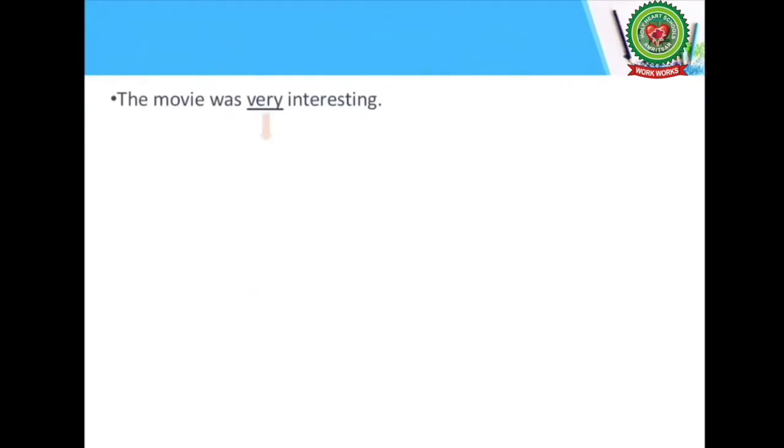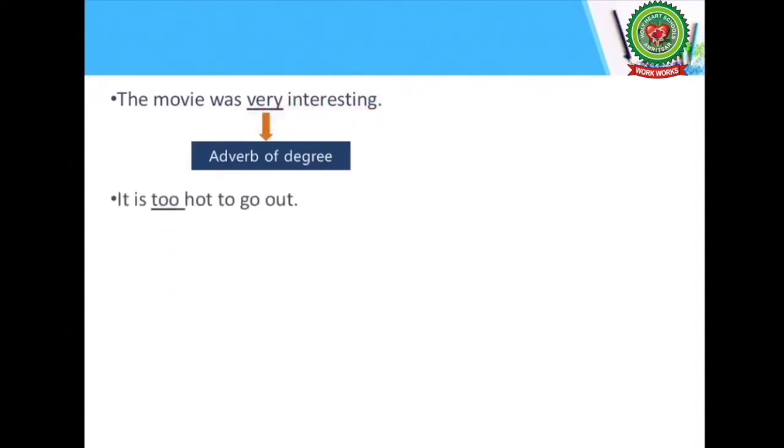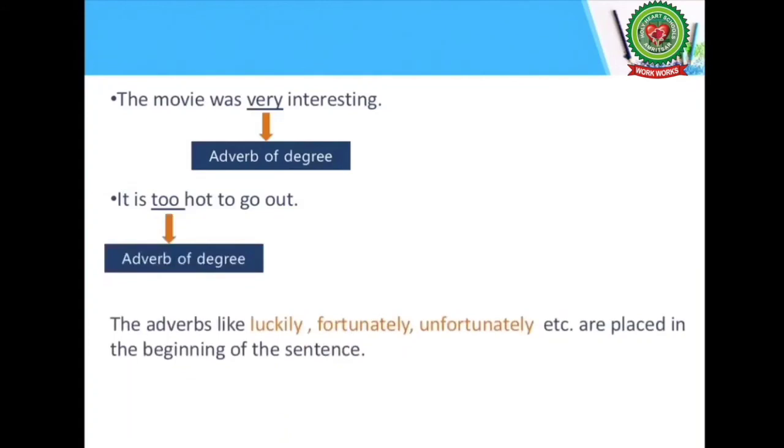See some more examples. The movie was very interesting. Again, very here is the adverb of degree and it is placed before the word that it qualifies. So here very is describing the word interesting. So it is placed before interesting. Next, it is too hot to go out. Too here is an adverb of degree. So that's why we have placed it before the word hot as it qualifies the word hot.